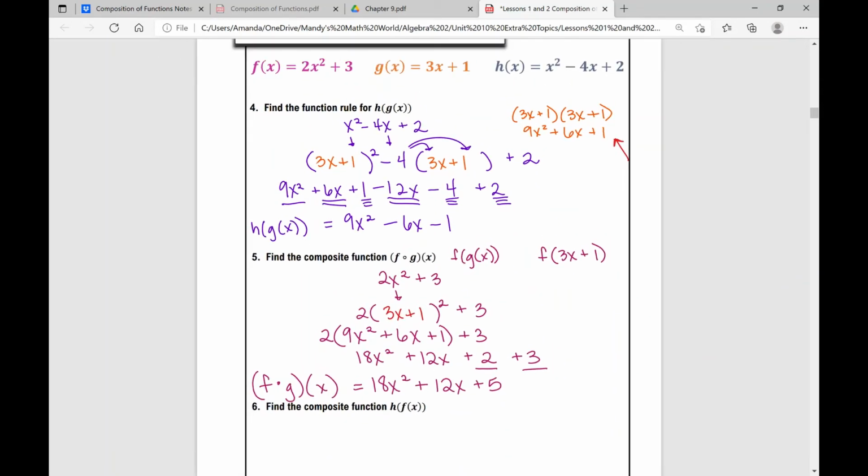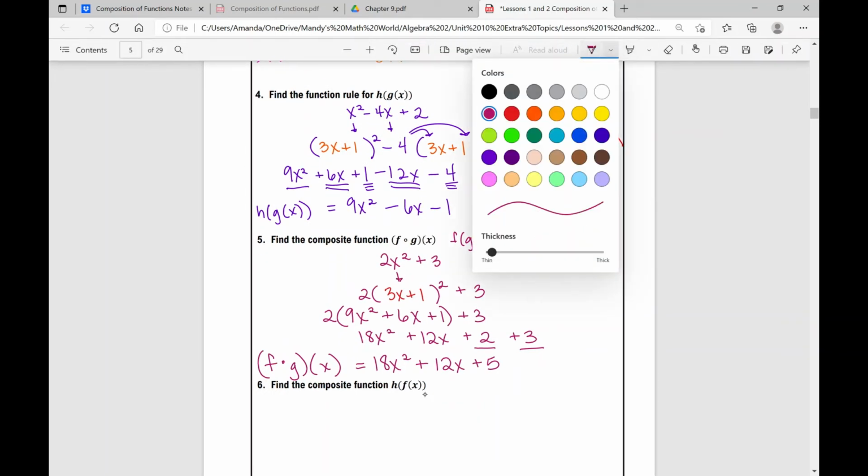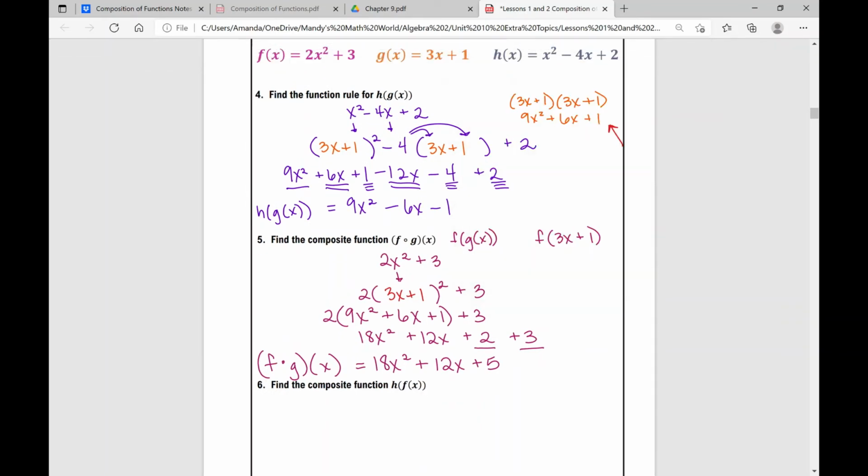So again, I'm going to do this and then I'll zoom in once I get my functions in there. So let's change colors here. H of f of x. So the first thing I'm going to do is write the outside function, which is x squared minus 4x plus 2.